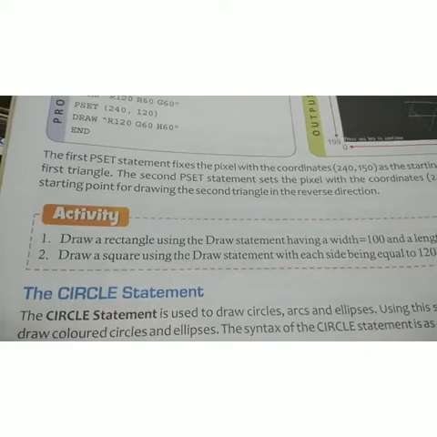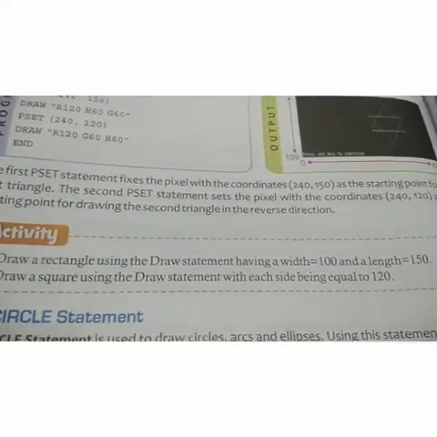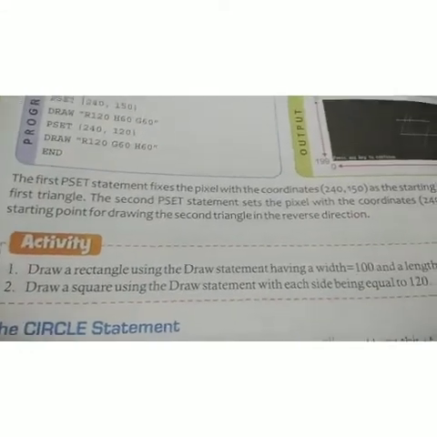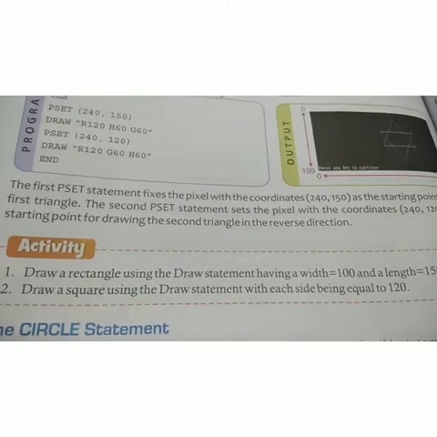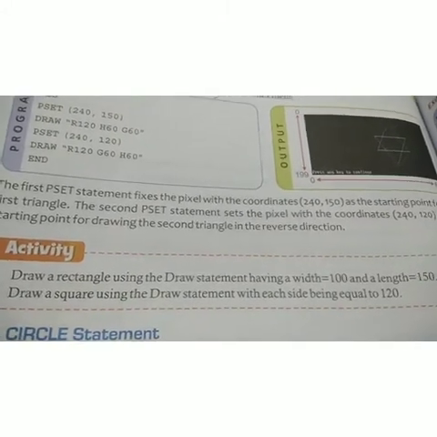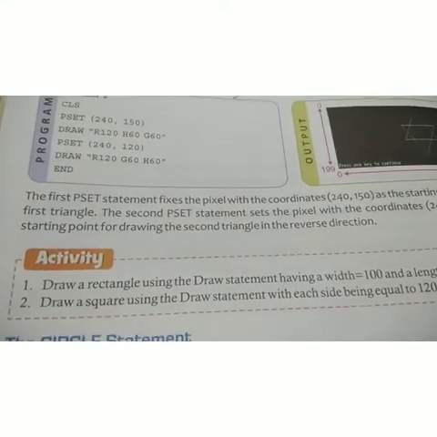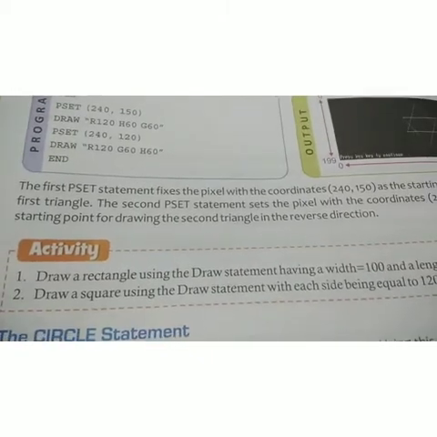Now see the activity. Do it yourself, students. Draw a rectangle using the DRAW statement having a width of 100 and a length of 120, 150. Second question: draw a square using the DRAW statement with each side equal to 120. Both questions are related to the activity part, so use the examples for help.